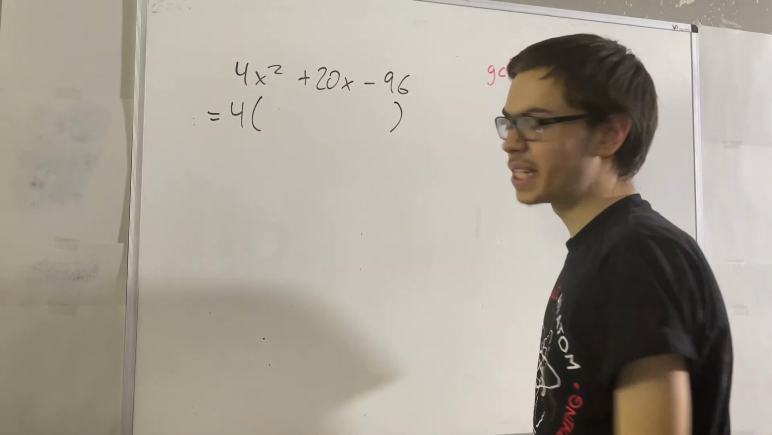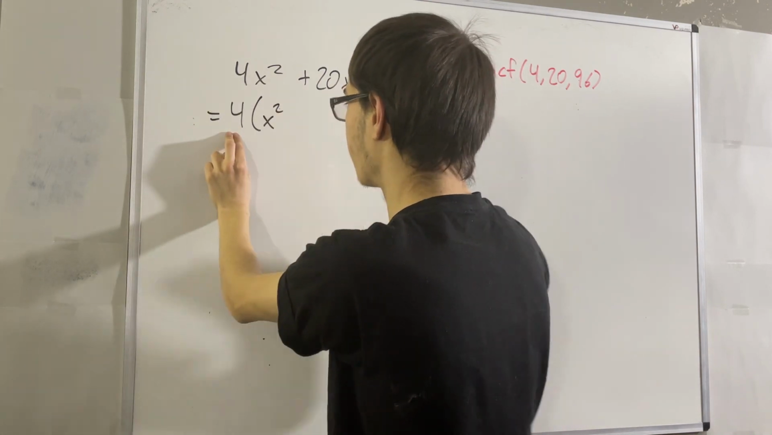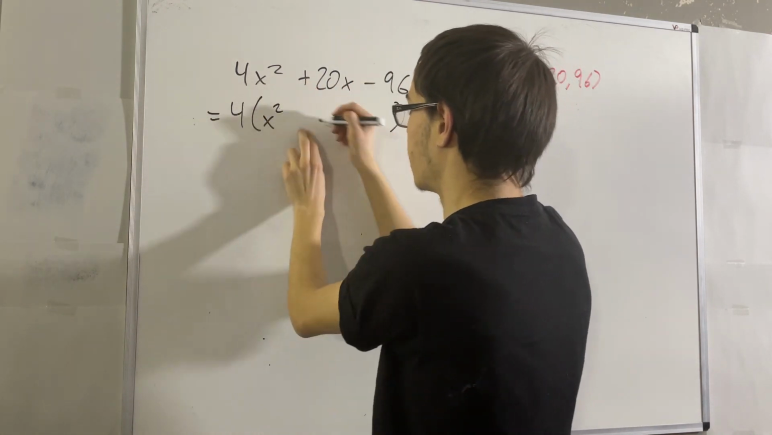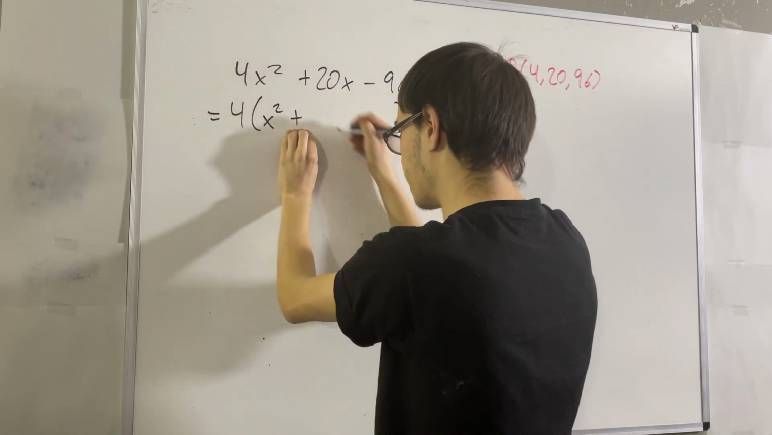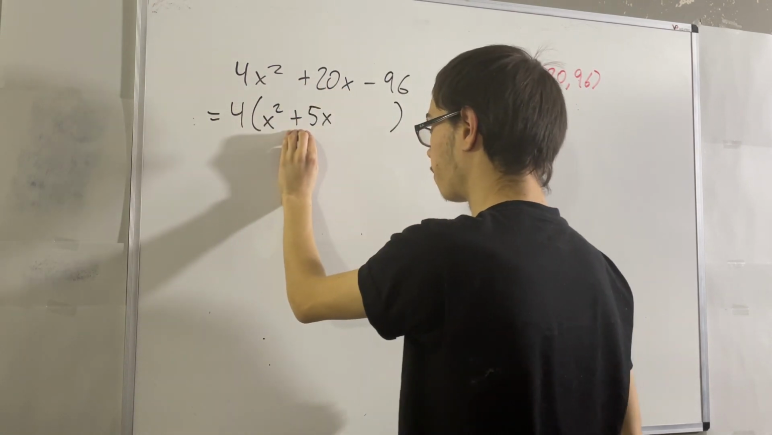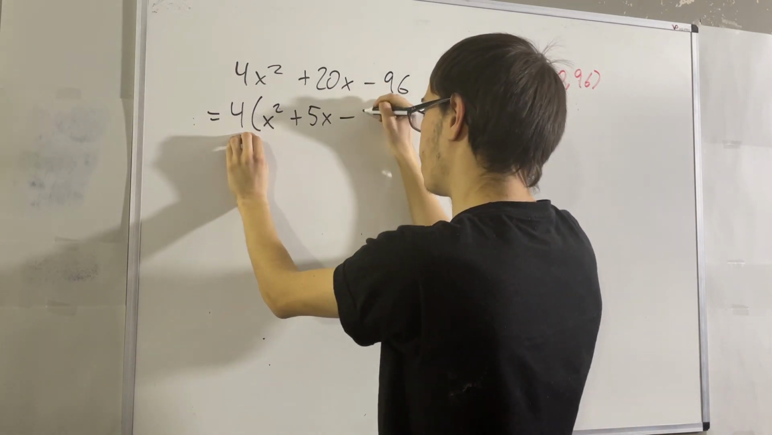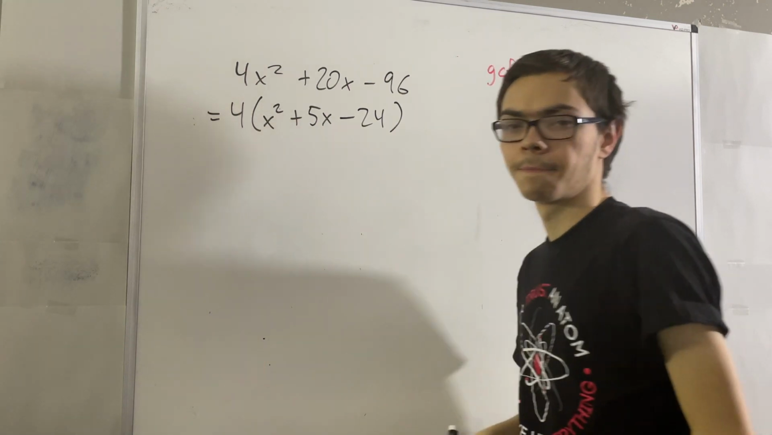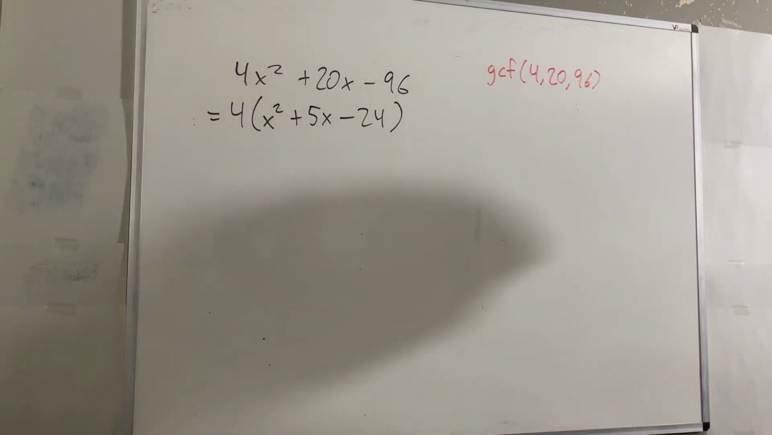What's going to be inside the parentheses? Well, you're going to do 4x squared divided by 4 and you get x squared. Then we have a plus sign. So positive 20x divided by 4 is positive 5x. Negative 96 divided by 4 is minus 24. And so that's really what we get.